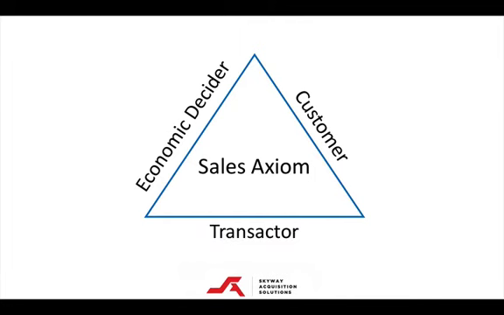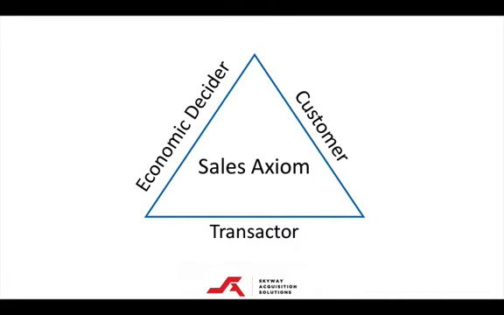Then there's the transactor. And the transactor in the commercial market, in the private sector, is usually called procurement. And oftentimes they're the last person that's talked to in this overall process. So as a salesperson, you talk to the economic decider, you talk to the customer. You may talk to the customer first, then the economic decider. And then once those two decide, a lot of times the transactor is the one who actually closes the deal.